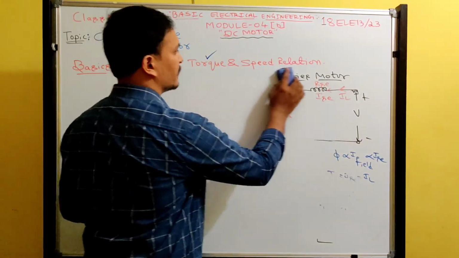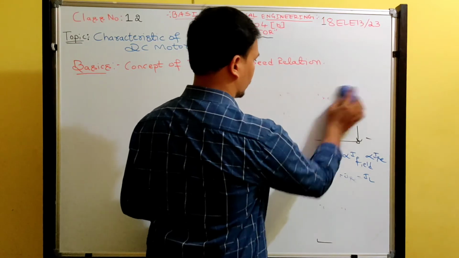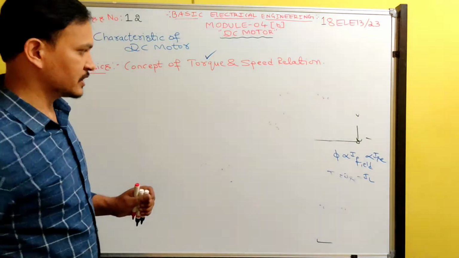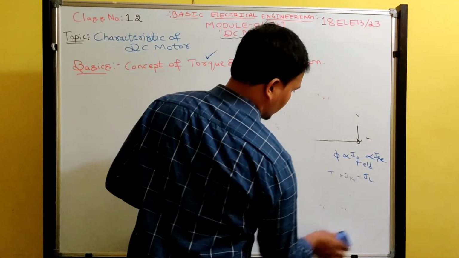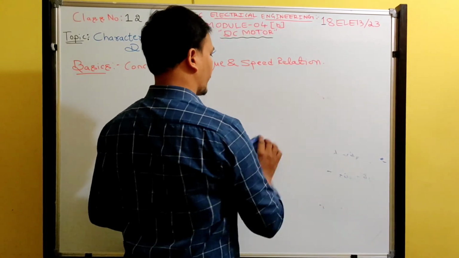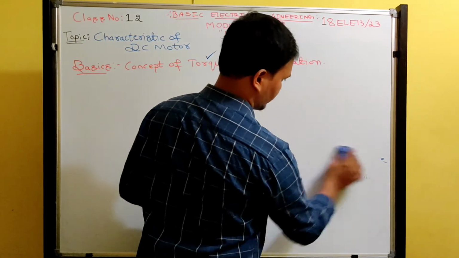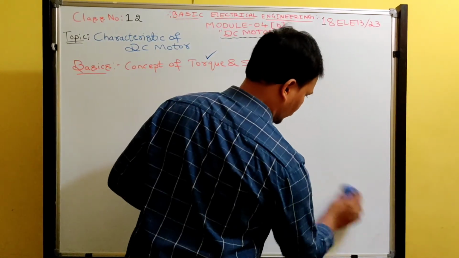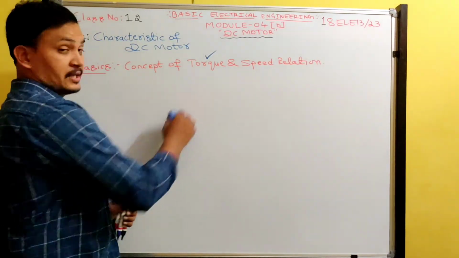So I hope everyone is clear about the torque relation. For a shunt motor, we should take flux as constant, and for a series motor, we should take flux as proportional to armature current. Therefore, the torque T_a becomes proportional to I_a square.